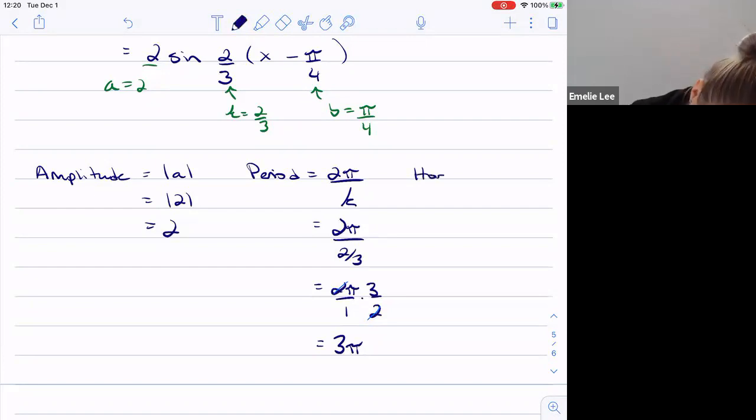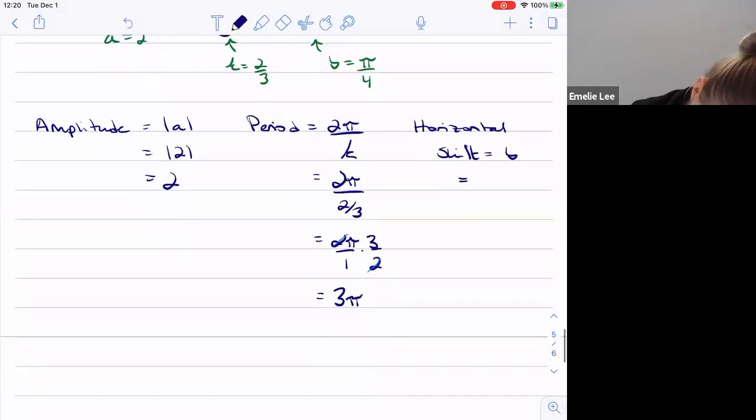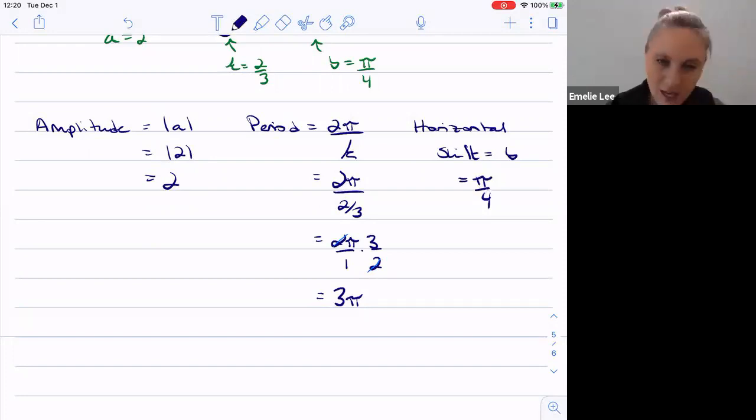So then the horizontal shift is b, which is going to be pi/4. And because it's positive, it's a shift to the right.